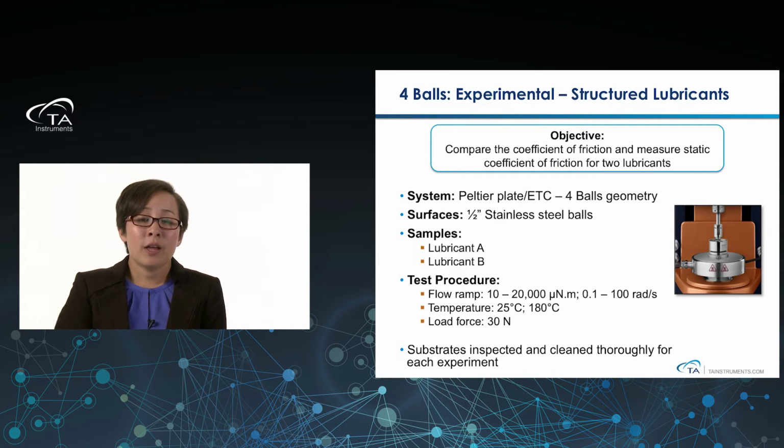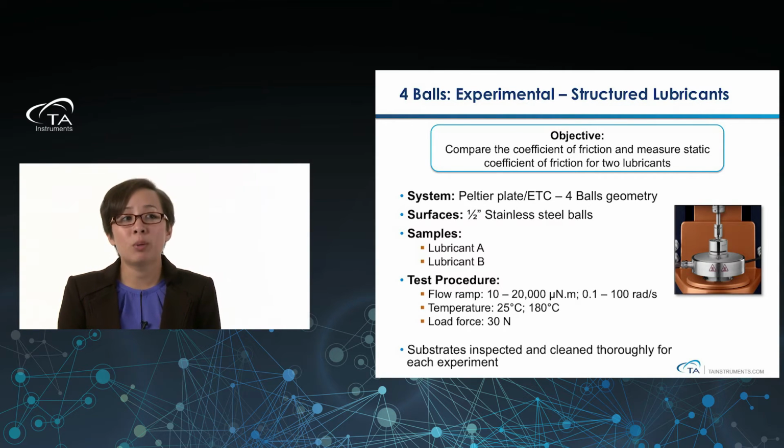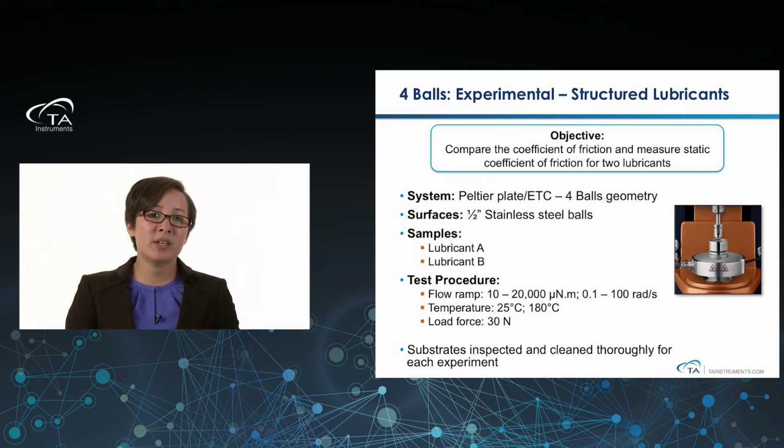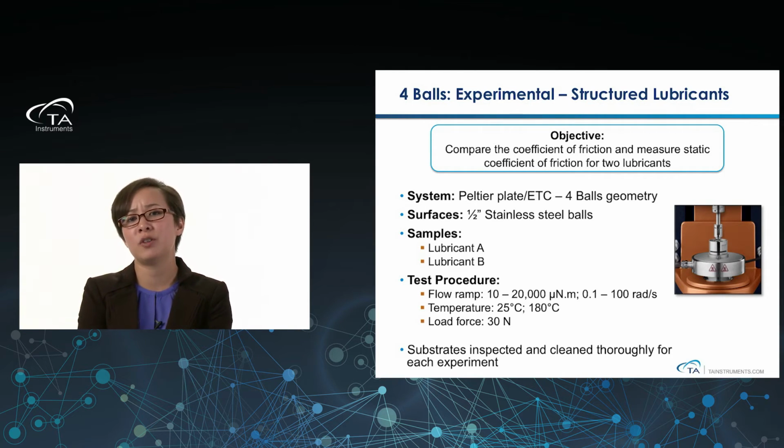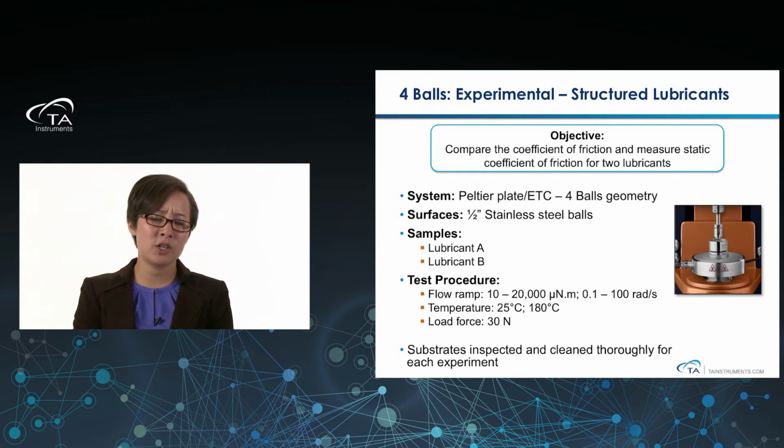Another experiment that we performed, another case study, is in the realm of structured lubricants. In this specific study, we had 2 lubricants that were submitted, and we wanted to compare the coefficient of friction of them at different sliding speeds, and also try to measure the static coefficient of friction. The static coefficient of friction would be how much force, or what's the friction, that we need to overcome before it starts moving. So it's kind of similar to a yield stress of a material.